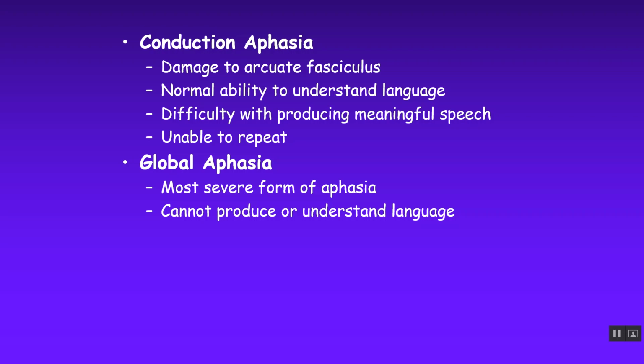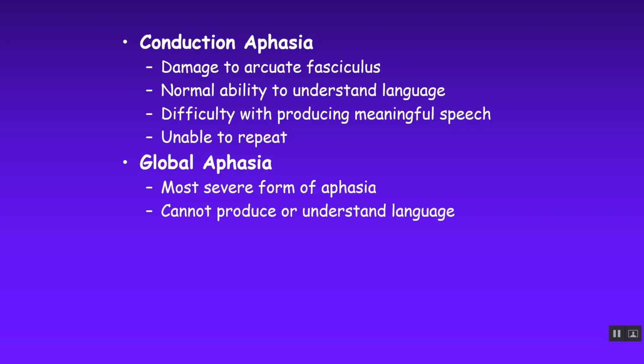Conduction aphasia is damage to this thing called the arcuate fasciculus, which is an association fiber that runs from Wernicke's area to Broca's area. They have the normal ability to understand language because Wernicke's area is okay, but they have difficulty with producing meaningful speech, especially when they're in conversation, because information comes in to Wernicke's area, you process it, you can understand what they're saying, but you can't then send that to your Broca's area to respond with the right sequence and the right words to respond to what was said to you.